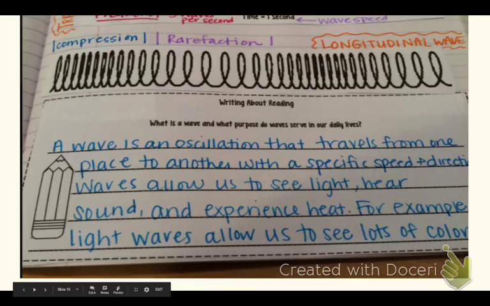For the writing, what is a wave and what purpose do waves serve in our daily lives? A wave is an oscillation that travels from one place to another with specific speed and direction. Waves allow us to see light, hear sound, and experience heat. For example, light waves allow us to see lots of color. And we're going to get into more details in another video. So this is just telling you that energy can travel in waves.